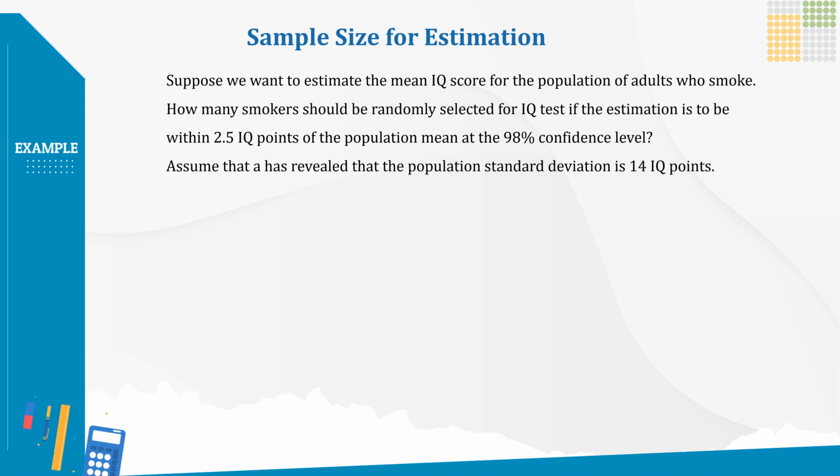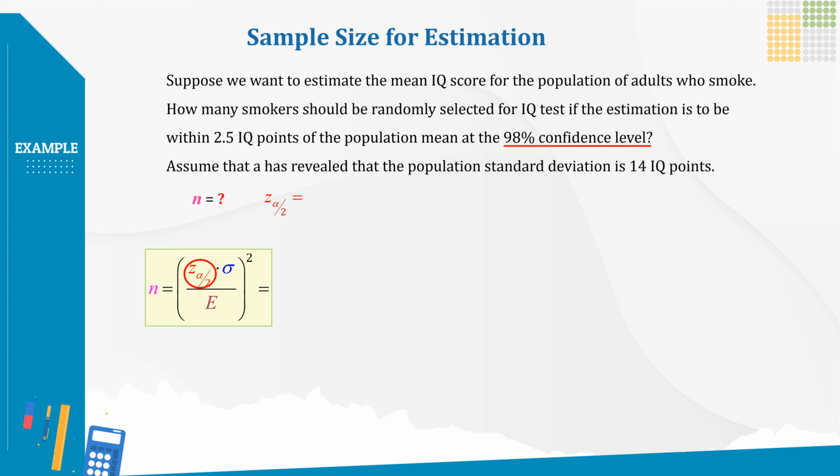As soon as you read how many, understand this as finding n. This means the question is asking for sample size. Let's pull out the formula. The first function is the Z critical value. Substitute the critical value which is associated with 98% confidence level.